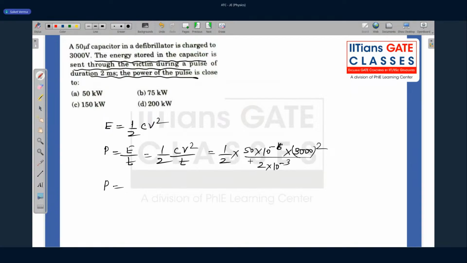Okay, so from here you can calculate. This is your 50 into 10 raised to power minus 3. It will get cancelled and it will be minus 3. And it is 6 into 9 divided by 4. Because it is asking for kilowatt, this will give you kilowatt. So this is nothing but 450 divided by 4 kilowatt. So it is around 112.